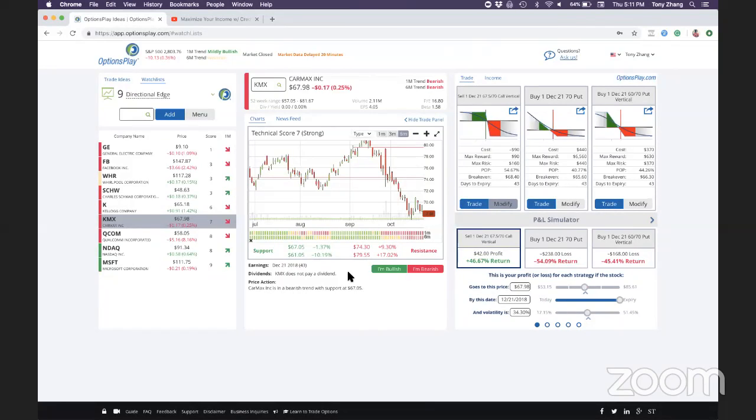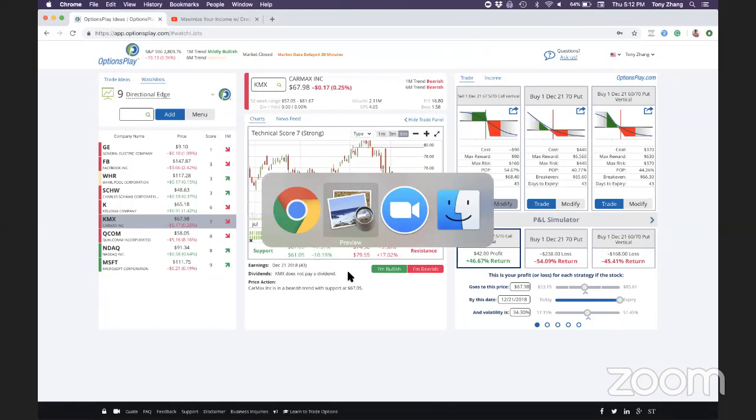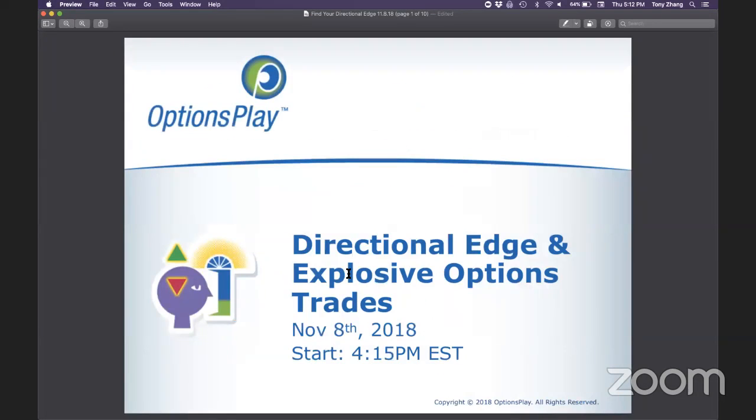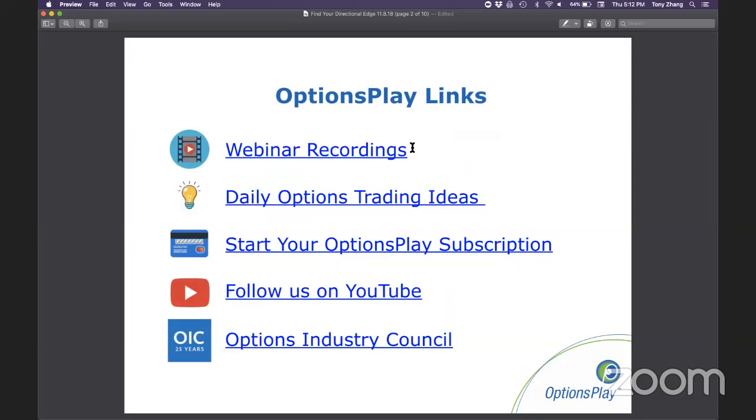Is your pop based on normal distribution? It's not based on a normal distribution. It's based on a log normal distribution because stocks exhibit log normal distribution, not normal distribution. Where can we see videos of how to use options play effectively? Great question. That's going to be in the links that we send out. In the email that we send out, we will have a link to webinar recordings. That's how you're going to be able to see all of the education that we provide.